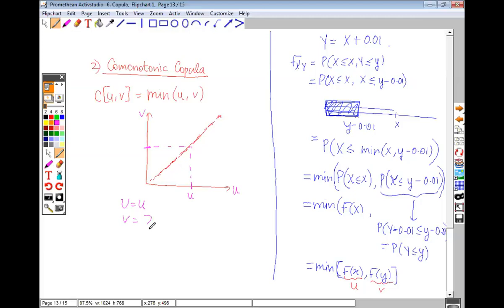So again, I'm looking at a perfectly positive relationship. Remember, the confusion that might happen is sometimes you think of u and v as x and y, which you should not do. Think of u and v as the domain of the copula, F of x and F of y. Do not think of them as x and y.